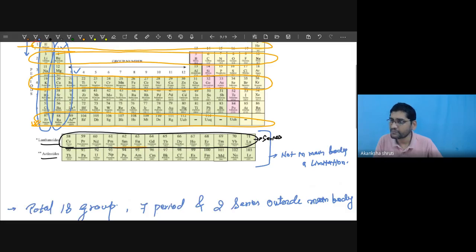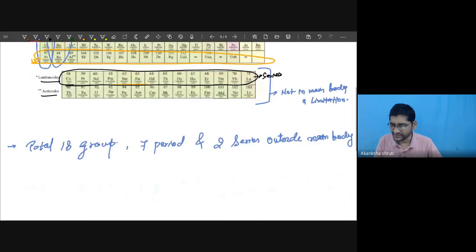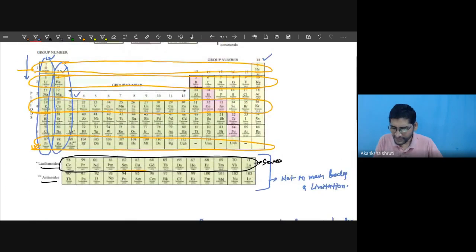So it is basically block wise. This classification is block wise. So 18 groups, 7 periods, 2 series. It is this one. Now let us come one by one to what they are and what their properties are.